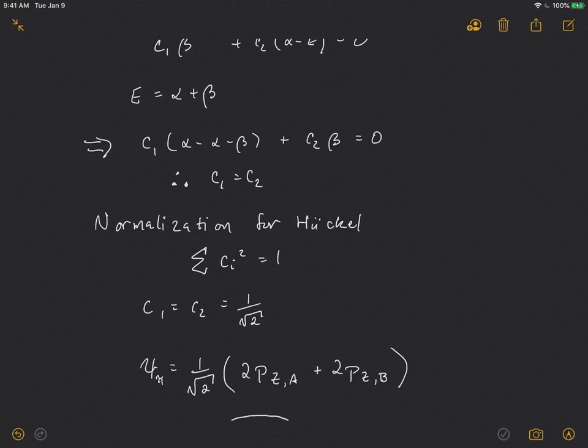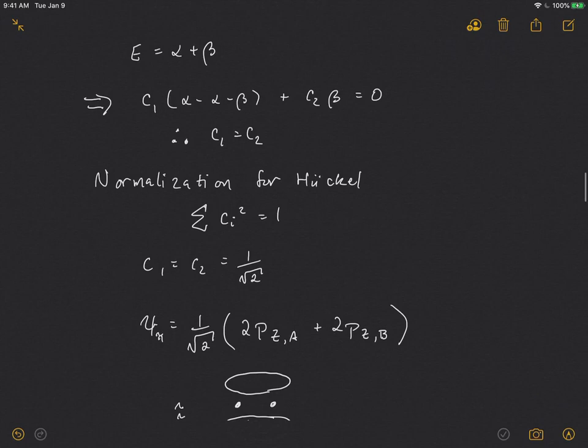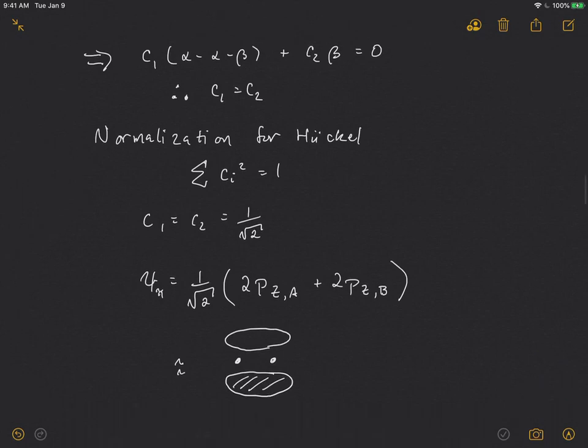And so then that gives us C1 equals C2 equals 1 over square root of 2. And our wave function for this state is going to look like this: 1 over square root of 2 times 2pz for say atom A, or first atom, plus 2pz for atom B. And again, that's just the shorthand for psi 2pz, or psi for A and B.